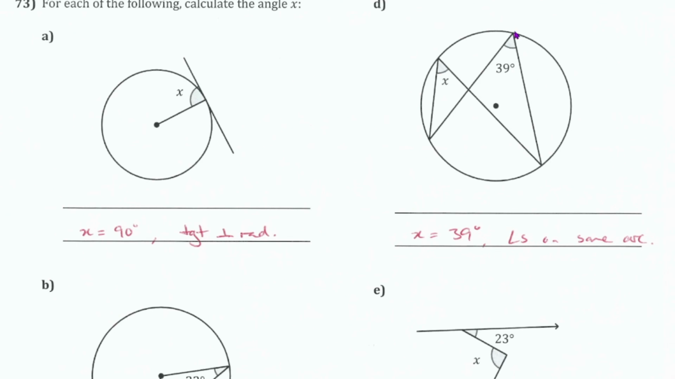For D, if we ever get this sort of M shape inside or with 4 points touching a circle, interesting thing here, these two angles are the same.